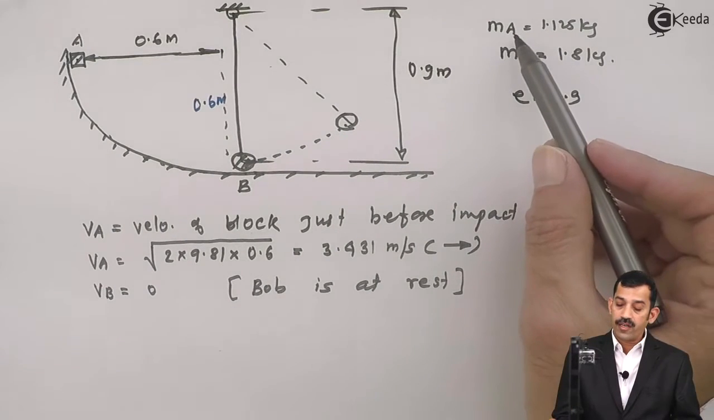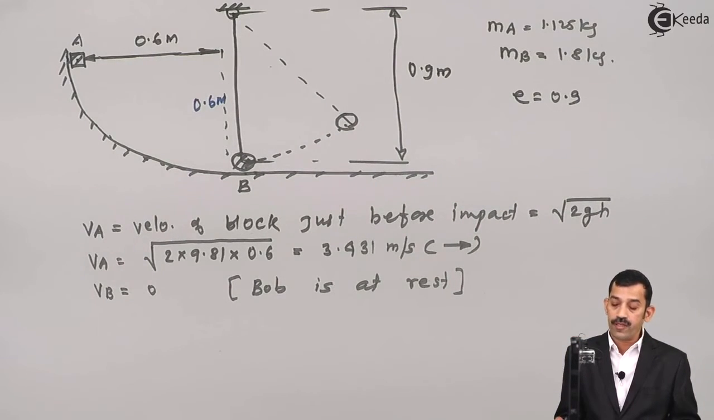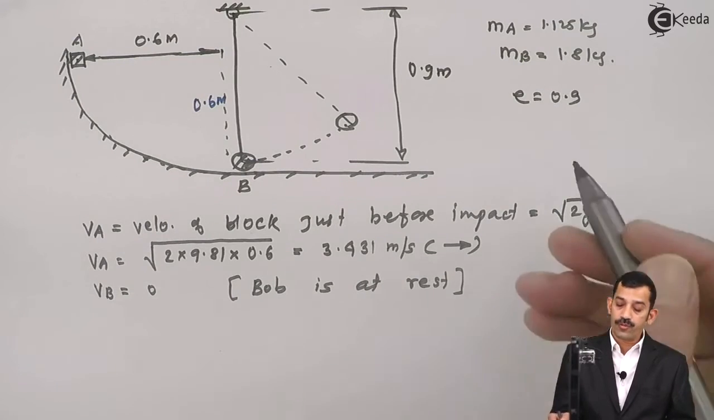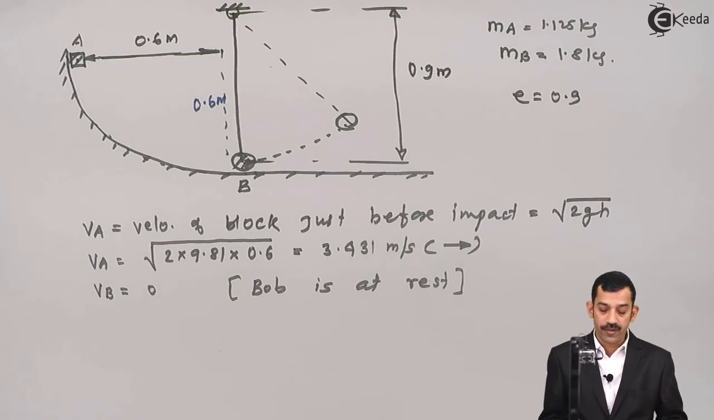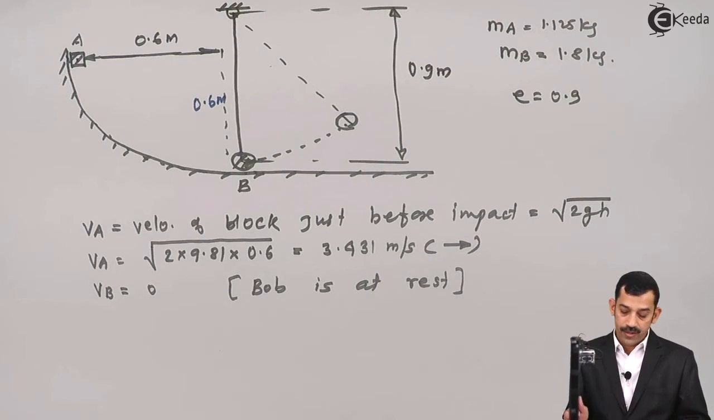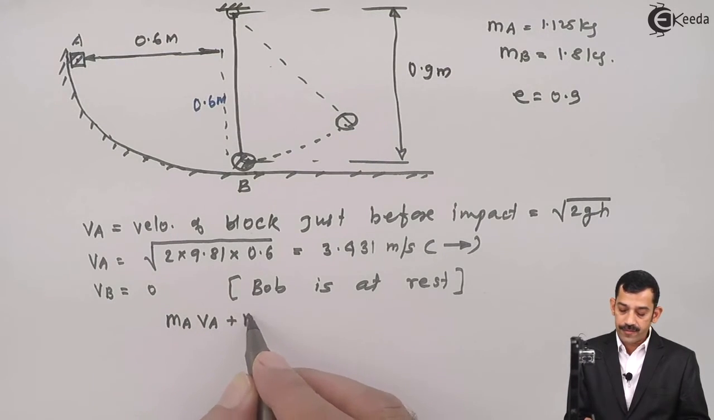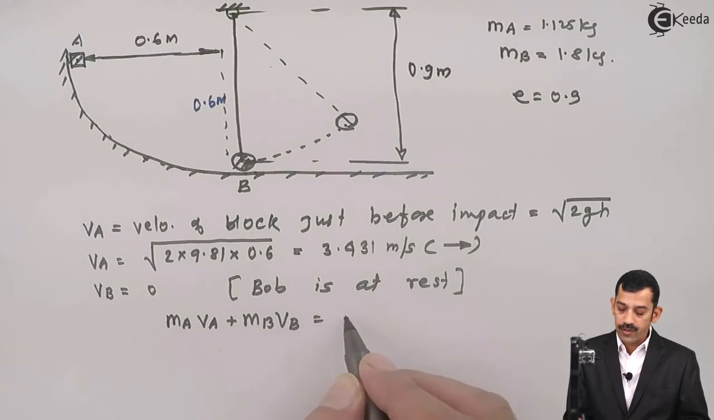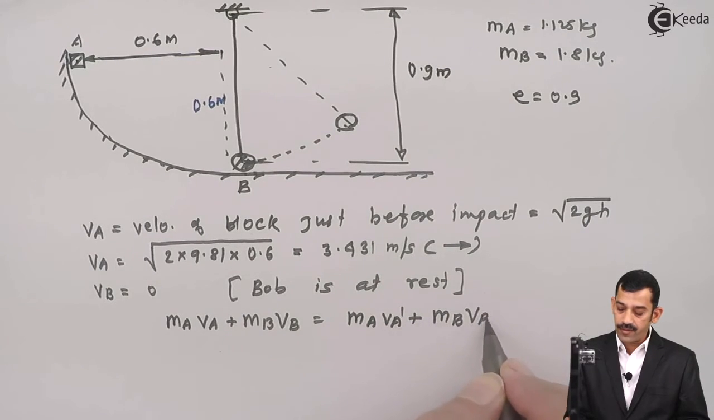You know the mass of ball and mass of block, right? Mass of block is 1.125 kg, mass of bob is 1.8 kg. You know the coefficient of restitution and you know VA and VB. That means applying the law of conservation of momentum and the coefficient of restitution, we are interested in the velocity of the bob of the simple pendulum, that means VB dash. If you apply the law of conservation of momentum, it is MA VA plus MB VB equal to MA VA dash plus MB VB dash.